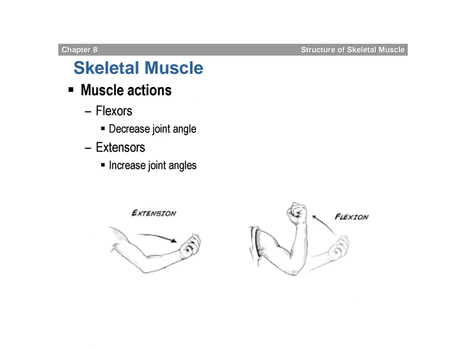Muscles have two different actions. They can be flexors, meaning that they decrease the joint angle. For example, the biceps decrease the joint angle at the elbow. The triceps are extensors. They increase the joint angle at the elbow.